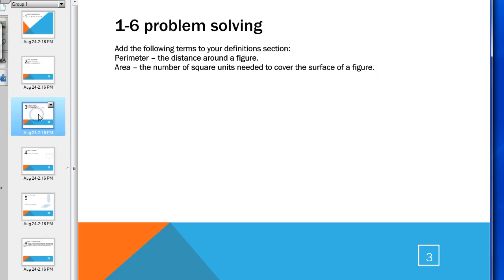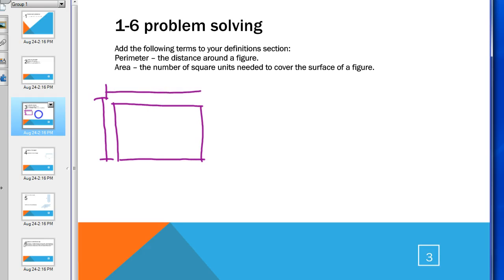So let's go on to 1.6. 1.6 is problem solving, and there are a couple of definitions that you'll need to put in your definition section. The first one is perimeter. When we talk about perimeter, we're talking about the distance around a figure. So if we are talking about perimeter of a rectangle, we are talking about how far it is all the way around the rectangle. So walking the perimeter is where that comes from, walking around the outside of the rectangle.